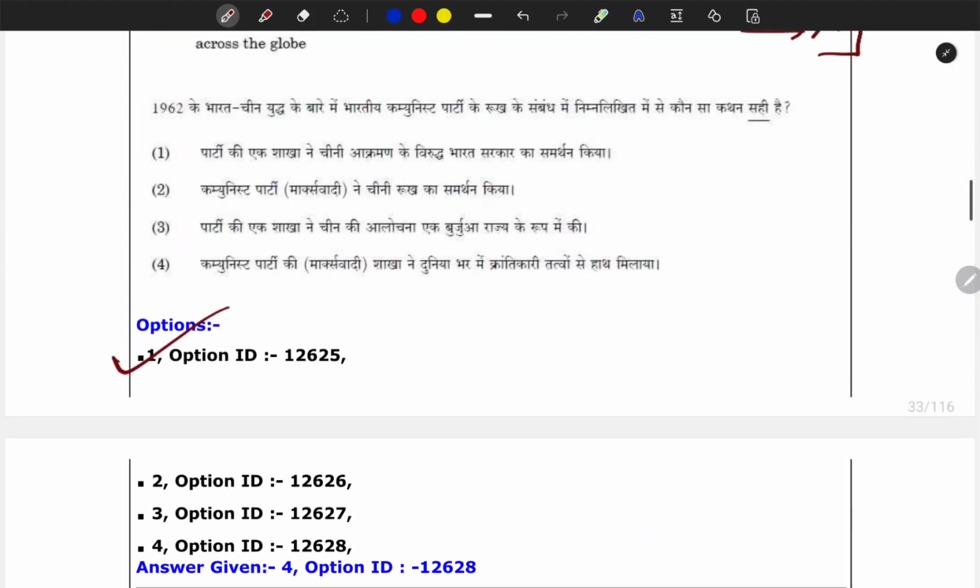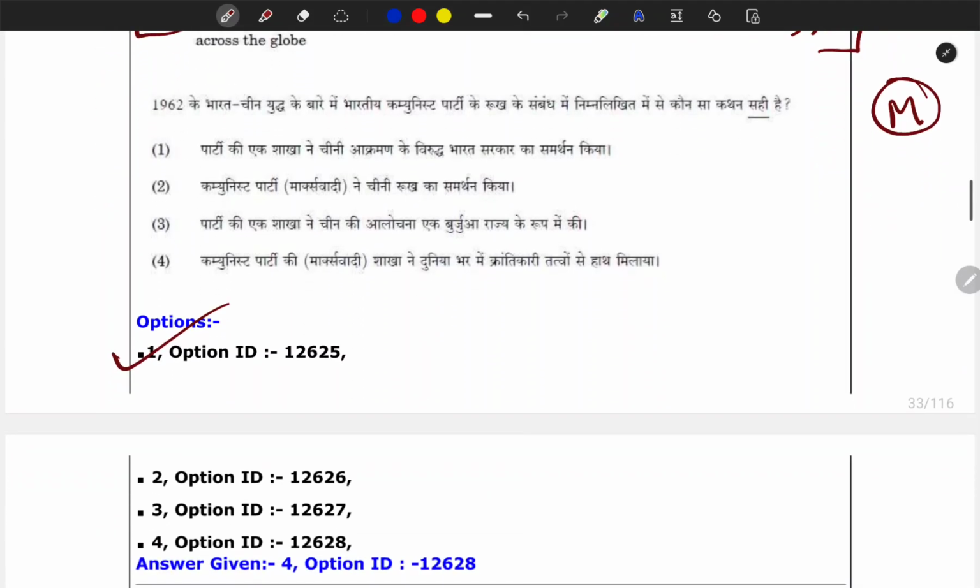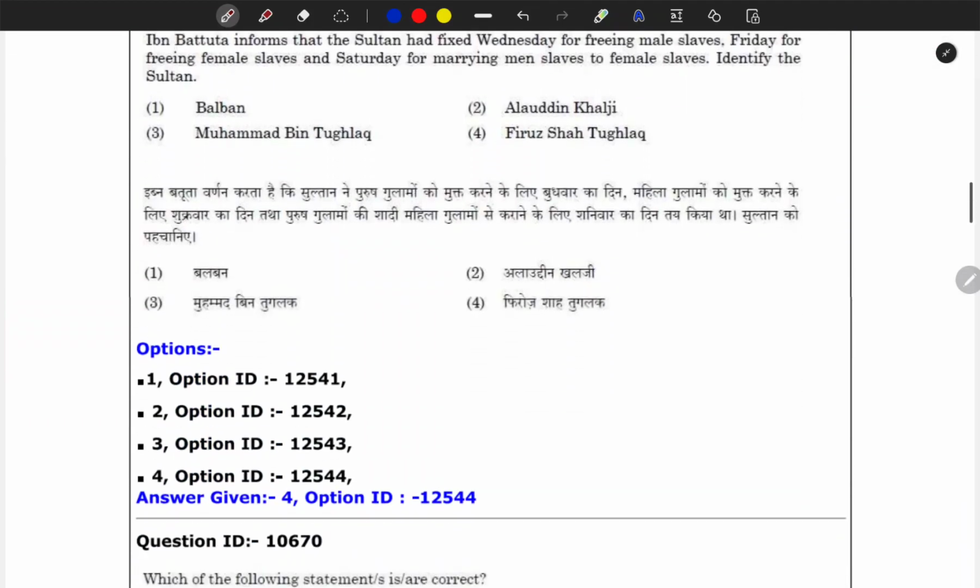Similarly, you understood how I read all the statements. For me these two statements were absolutely wrong, so I had to decide between 1 and 2, which means this was a 50-50 question. So for me this was a moderate question. I will write M for moderate, D for difficult, and E for easy.